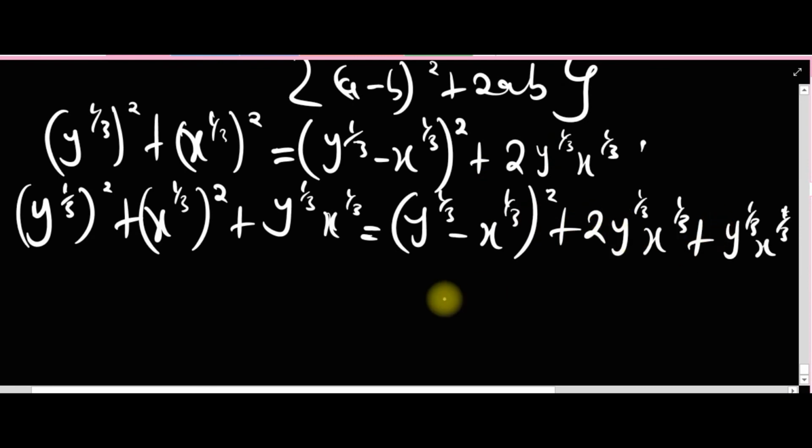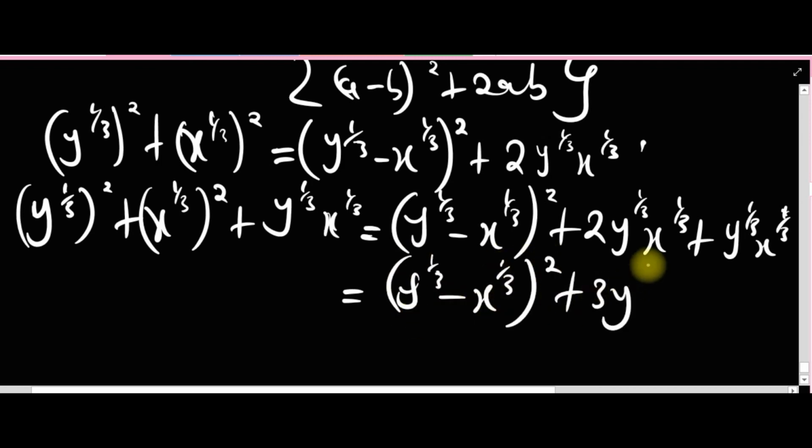Count 2 plus 1 is 3, so the answer is y^(1/3) minus x^(1/3) all squared plus 3y^(1/3) x^(1/3). So that's our answer. So don't be forced to choose D.